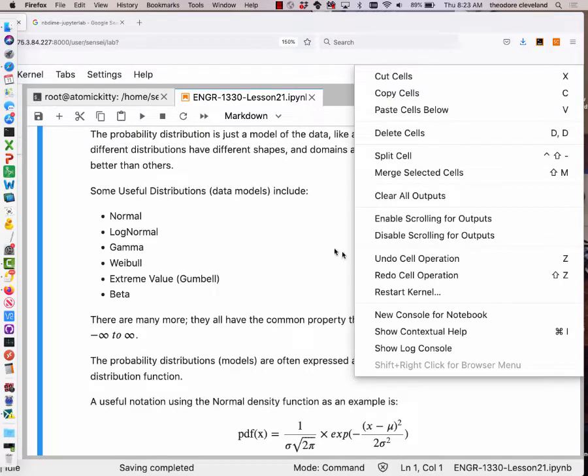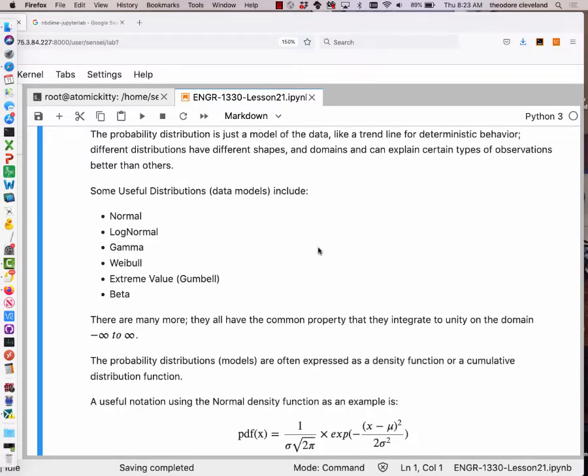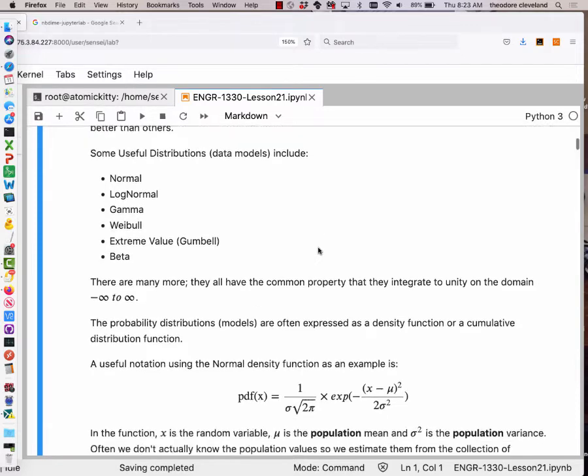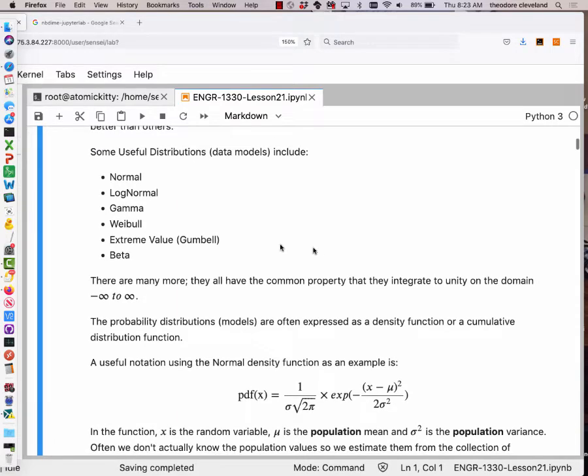So the probability distribution itself is simply a model of the data. It's simply a green curve, just like a trend line for deterministic behavior, just like our curvy green line in the trial and error case, just like our interpolating polynomial in the interpolating case. It's simply a function. There's a bunch of them. The one that you correctly regurgitated on command was normal.